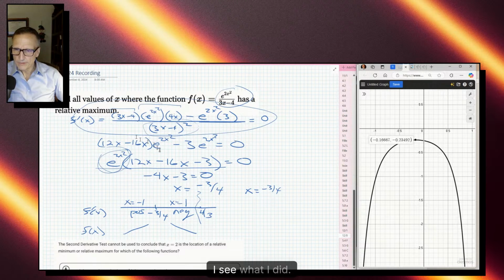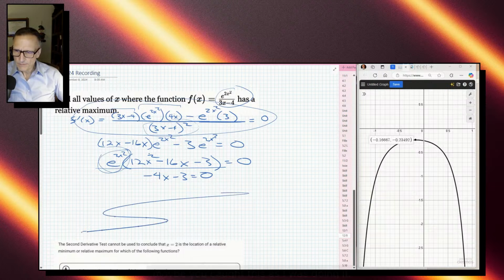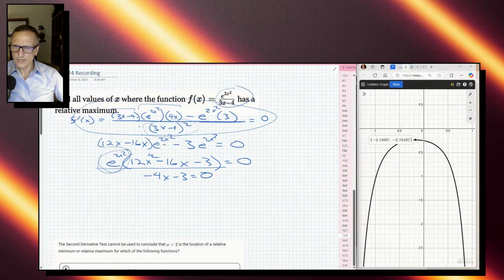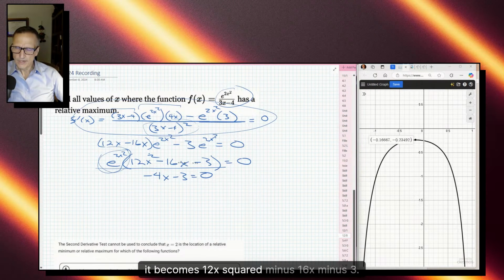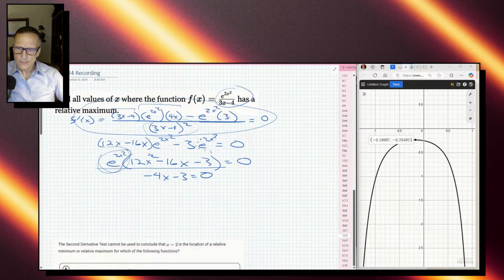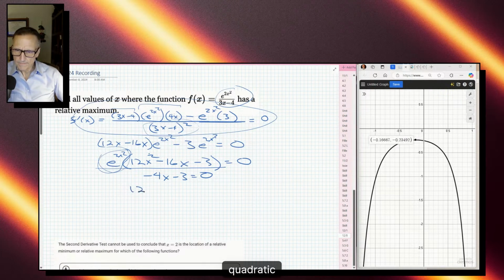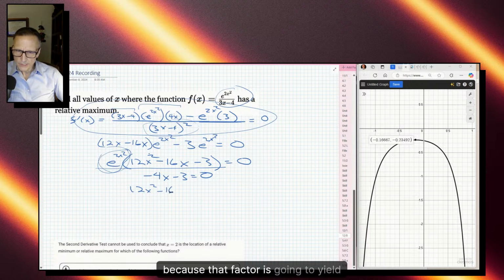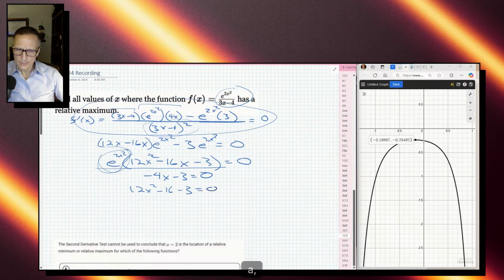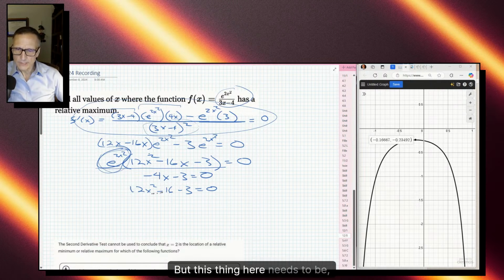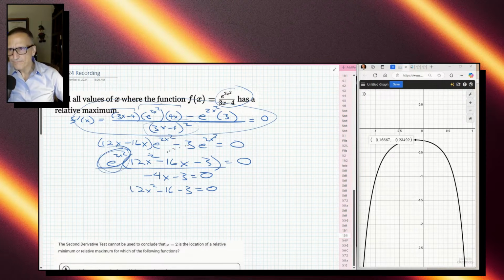So we did, oh, I see what I did. Okay, let's go back here. So when I distributed, maybe you caught this as I was doing it. Yep. So what happened was when I distribute my 4x, it becomes 12x squared minus 16x minus 3. So then what I am solving is this quadratic, because that factor is going to yield a critical value. As I said, that one will not, but this thing here needs to be factored.